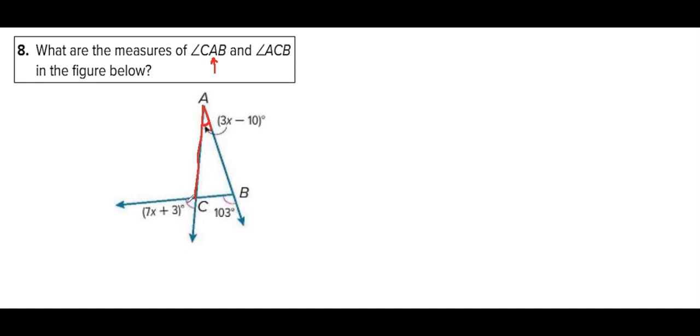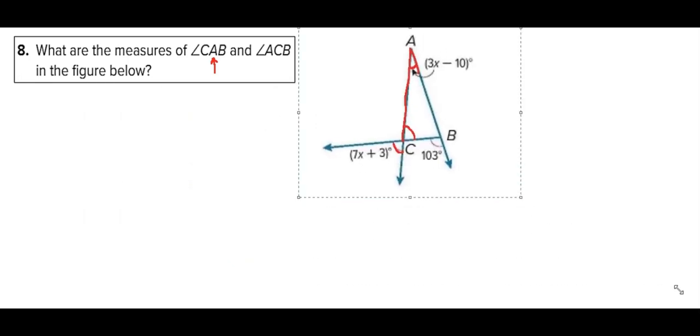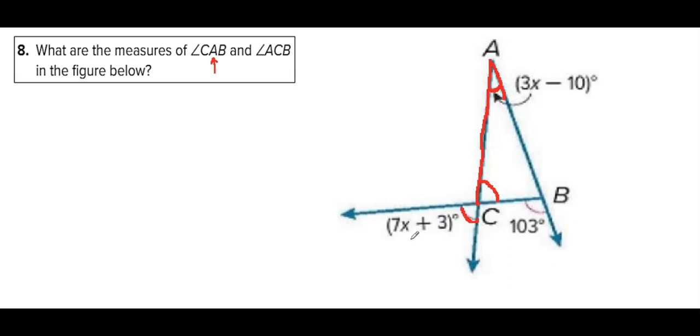This is easy. Now this angle and this angle are the same. Why is this the same? Because they are vertical angles when two lines are crossing. So this angle is 7x plus 3, so this angle will also be 7x plus 3, vertical angle. Now this angle is a linear pair, and you know how to find out the linear pair.